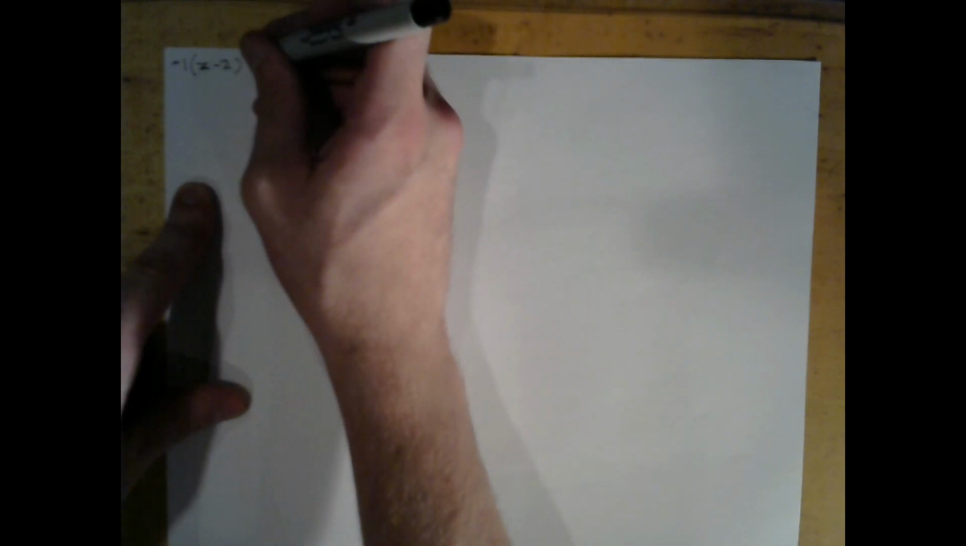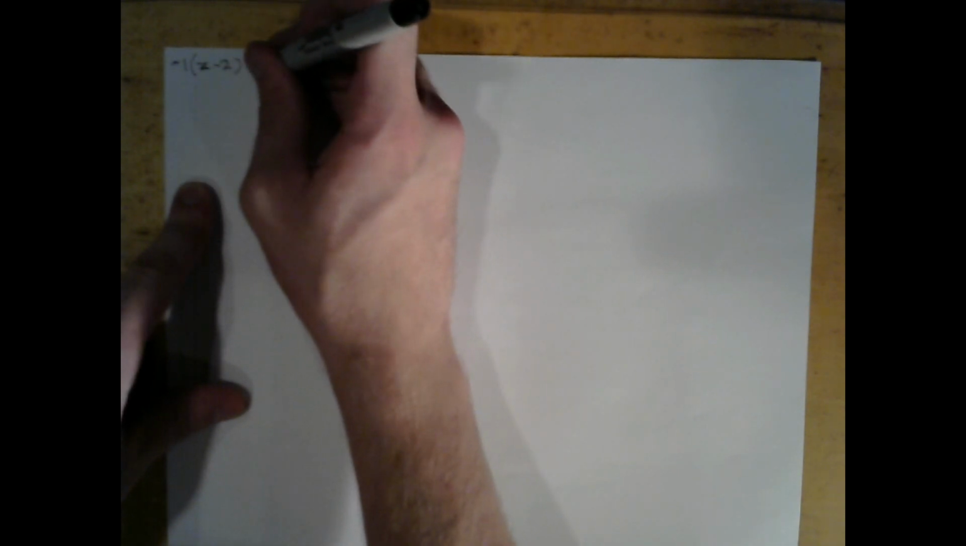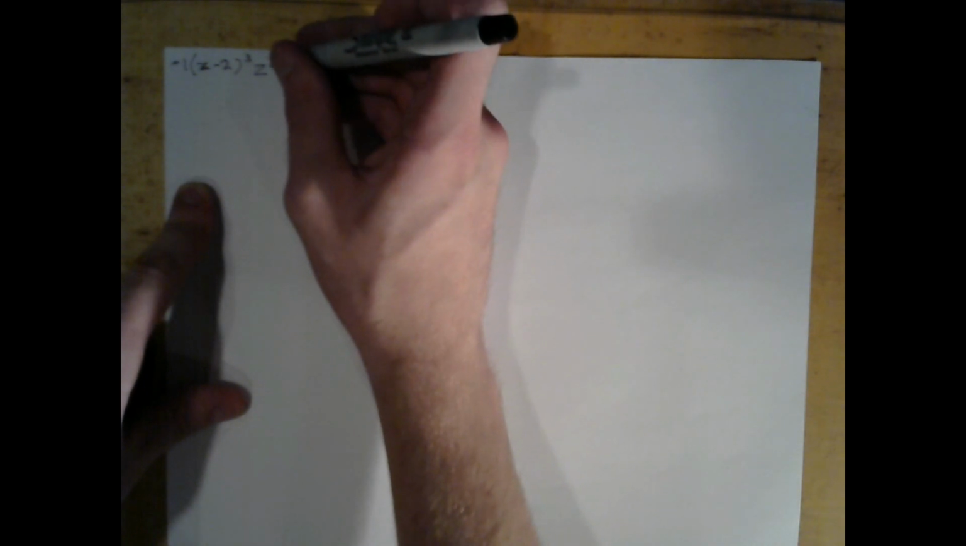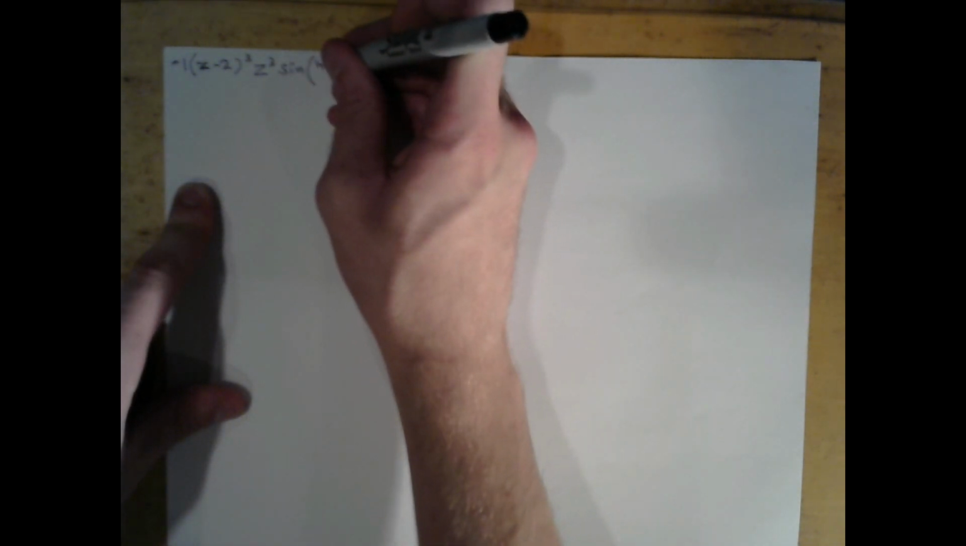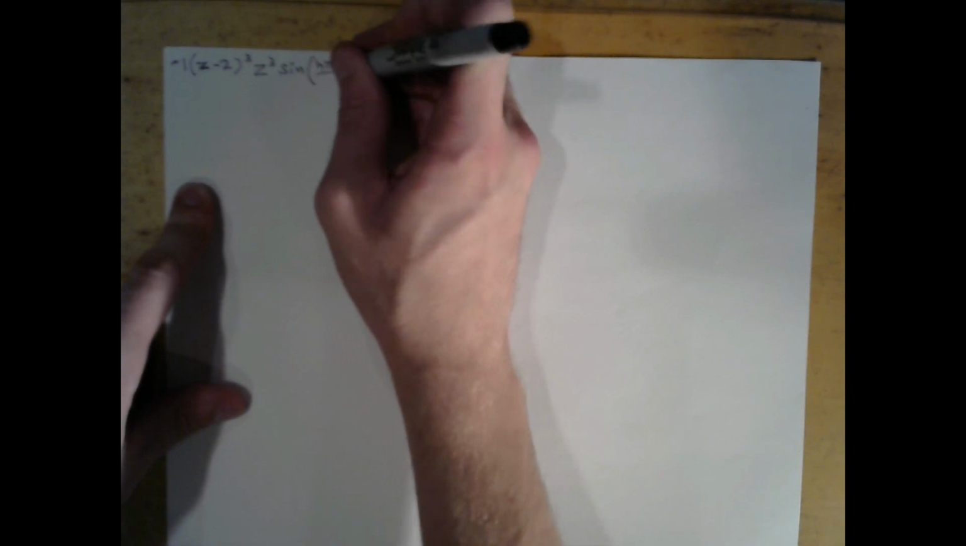The marker's not working. Sorry about that. Okay, so the first thing we're going to do is pull out this -1. We're going to get (z minus 2) cubed, sine of h pi z over 2. Some people get confused with these kinds of integrals. We're treating the h like it's a constant, because it sort of is.